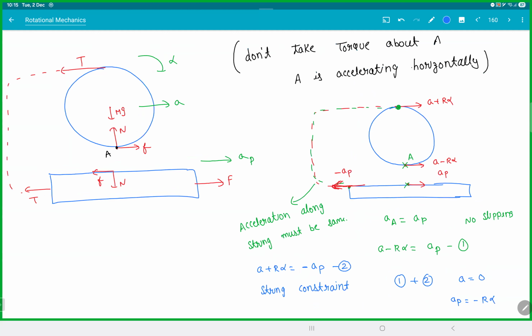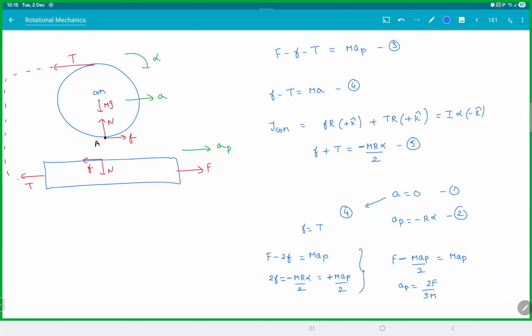If you see, there are two constraints here, the string constraint and the no slipping condition. And you can't take torque about A because A is accelerating now. Any doubts on this?